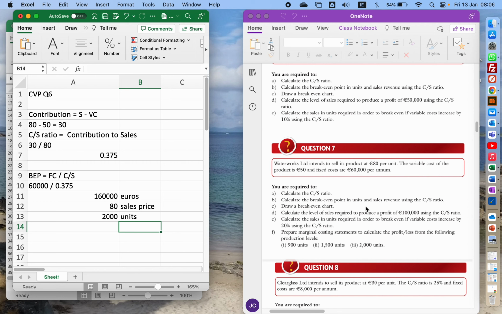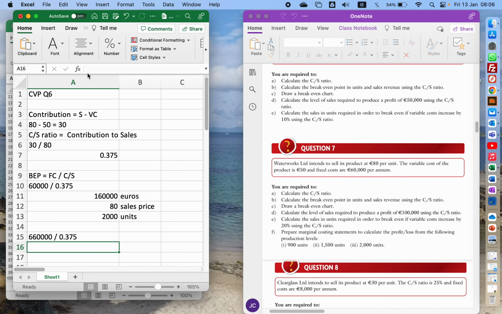The break-even chart will be done in a completely separate video. So moving on to D. The number of sales to produce a profit of 100,000 using the CS ratio. Well, I'm going to use the same formula I have up here, but I'm going to add the profit as a fixed cost to work out the number of units. So I'll end up with 160,000 divided by 0.375. Okay, so that's what I'll end up using. So I just added wrong, it's 260, so my mistake. So 160, that one, so 260.